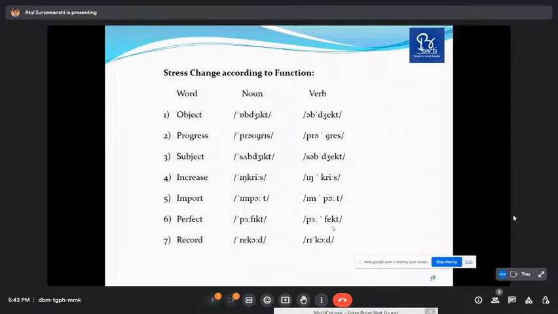Generally, now the tendency is like this. When I use the word as a noun, the stress occurs at the first syllable, and as a verb it is on the second syllable, if you observe it very carefully. So the next is perfect, record, record. So the stress changes according to the function in the language.